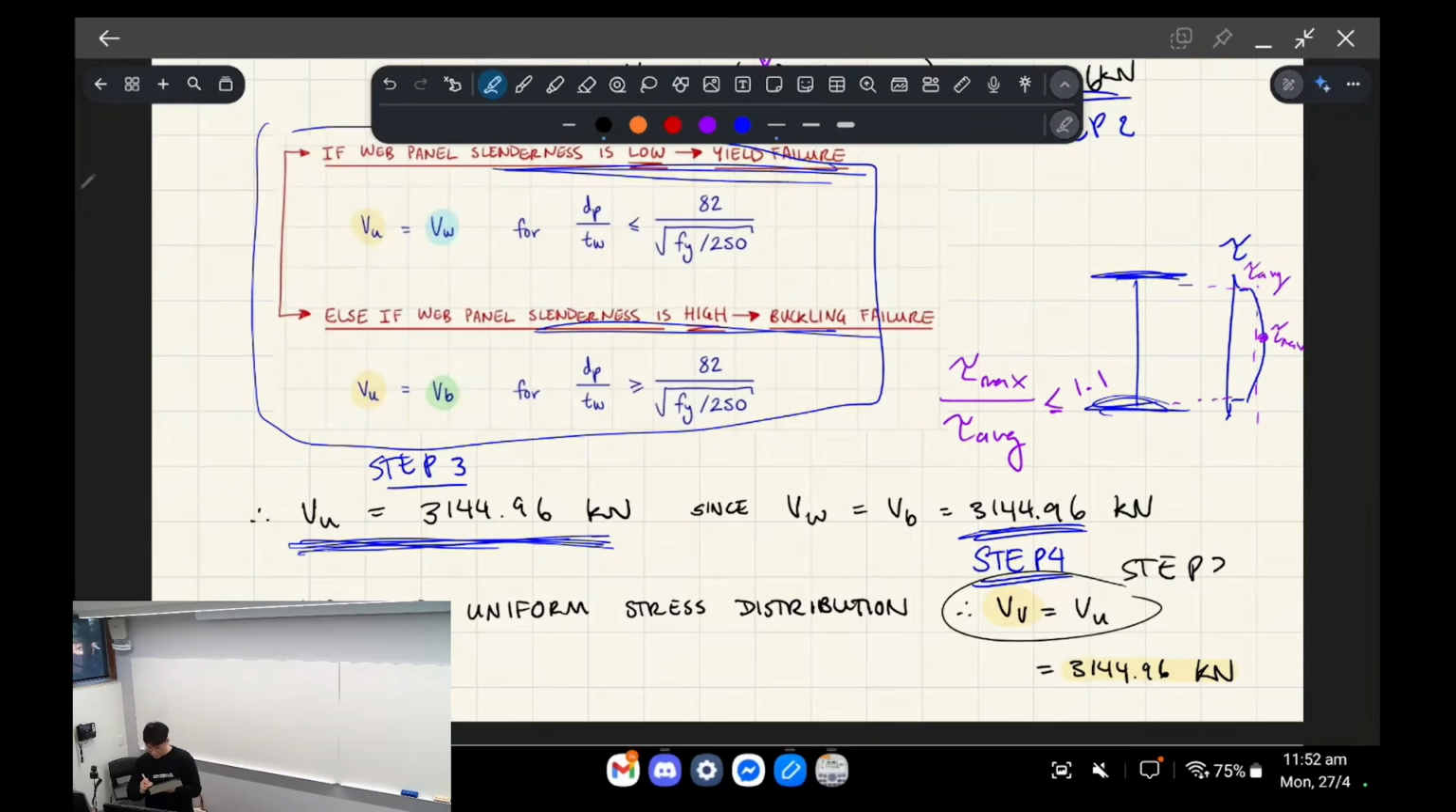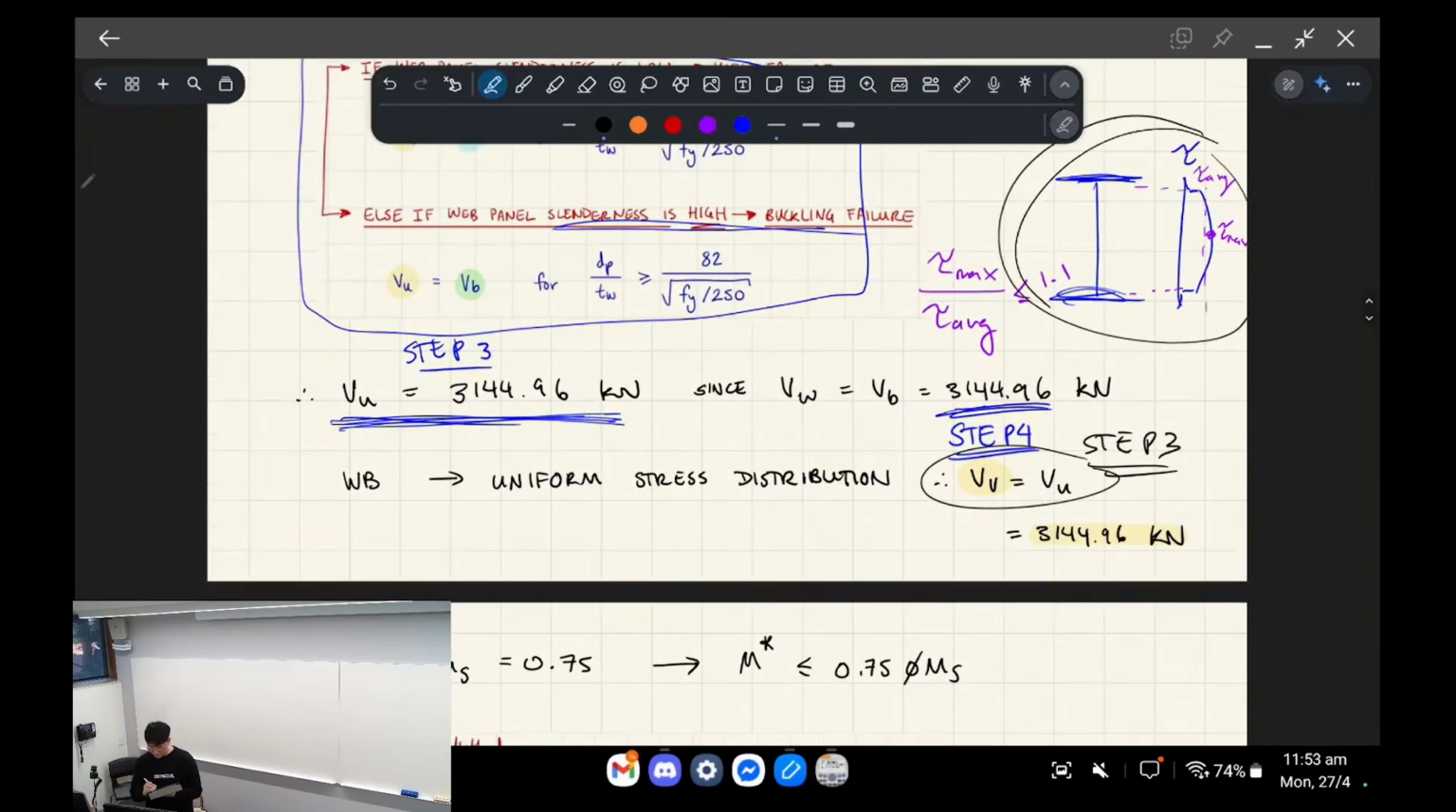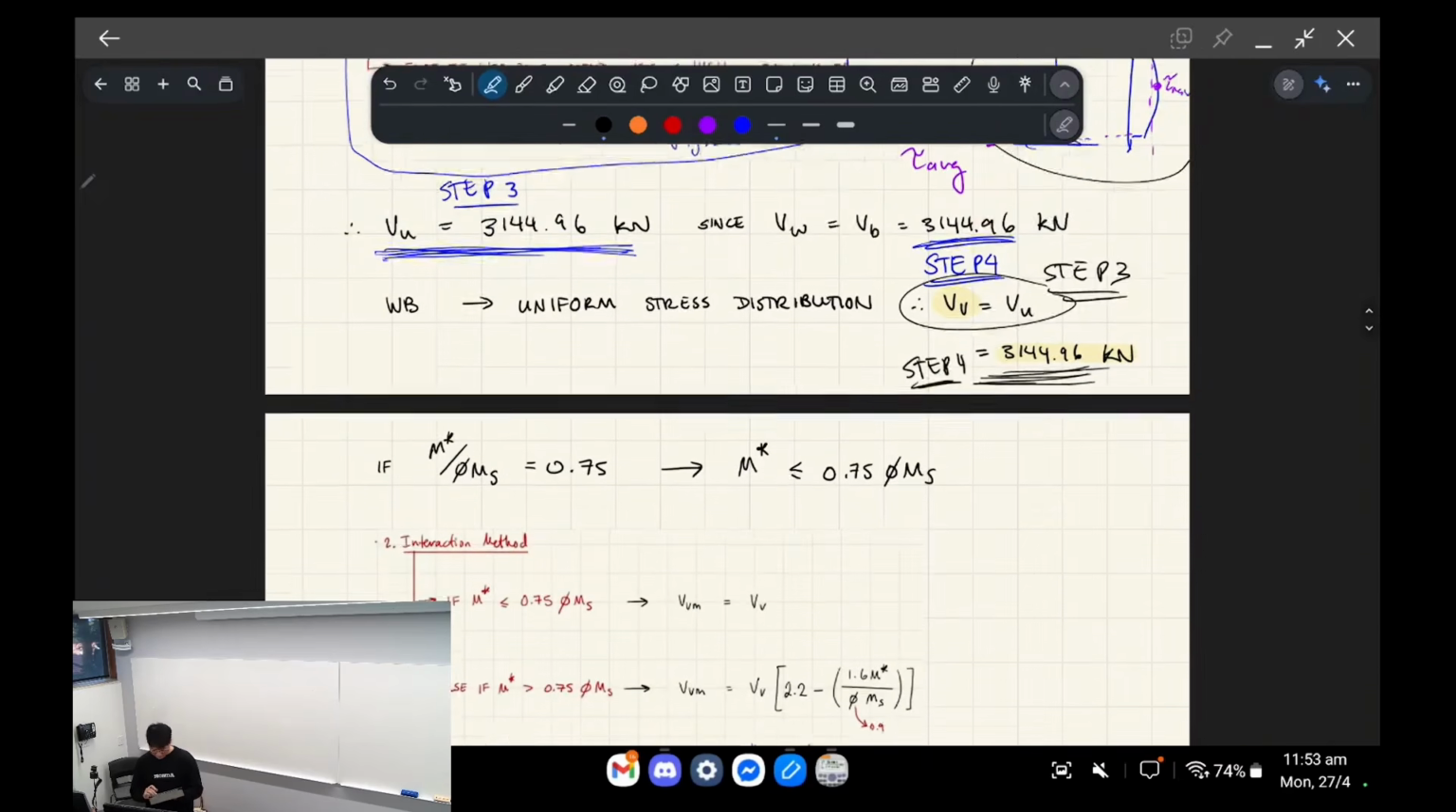The reason why I didn't do all that is because in the lecture notes, it just tells you that for WBs and for UBs, you can assume you've got a uniformly distributed shear, basically, right? And so we don't have to actually do that. I'm just giving you that for context. And so yeah, basically step 4 ended up being whatever we got in step 1 anyway.